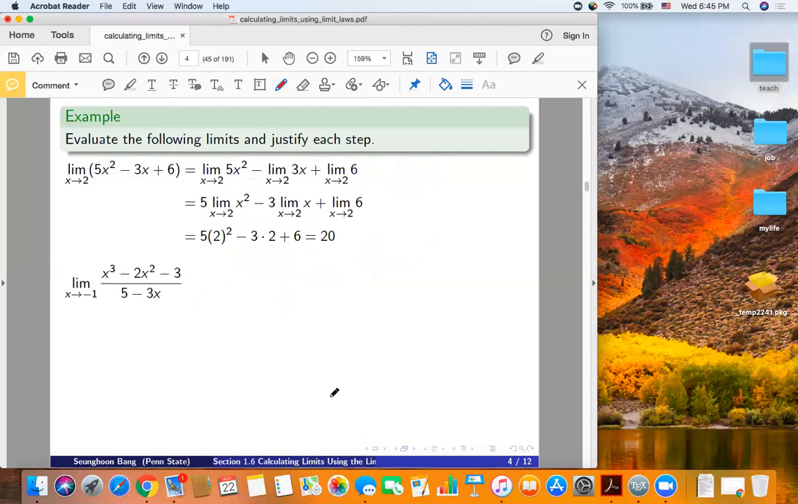So like this. The next problem. How can you solve this problem? Similar: the limit goes to the top and bottom.